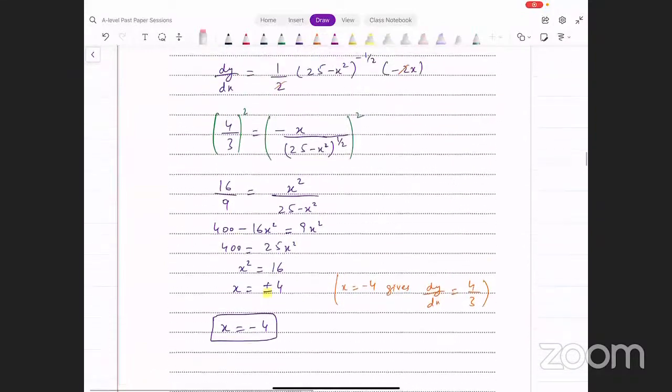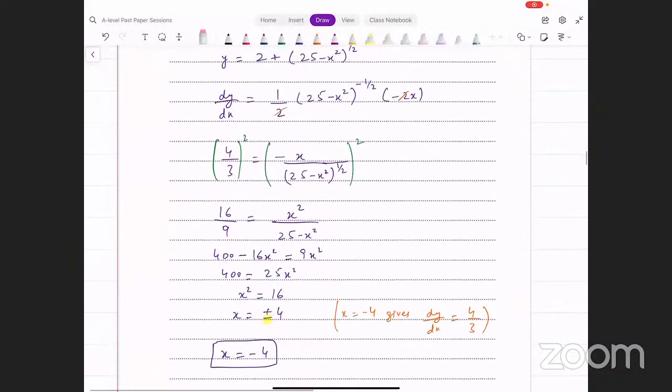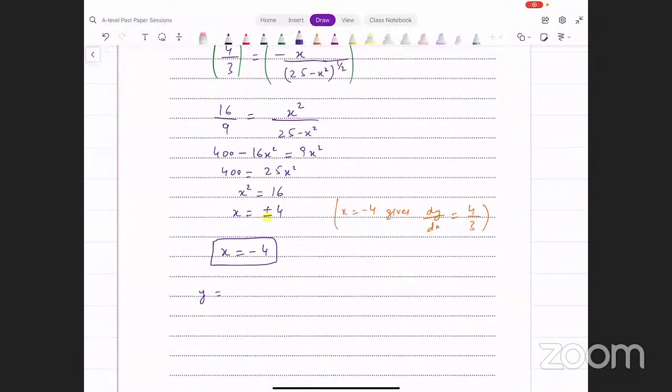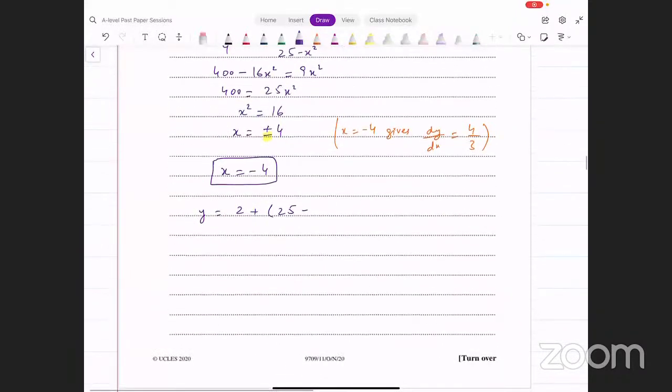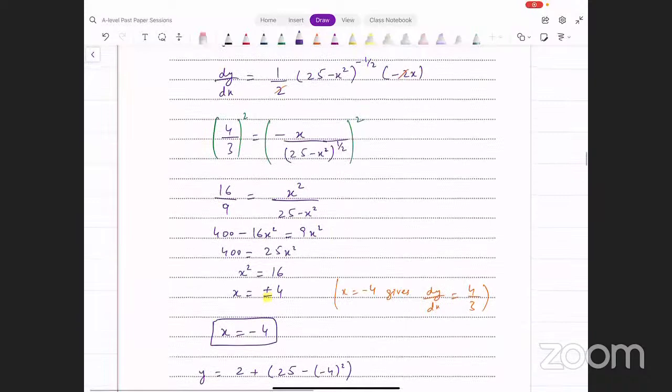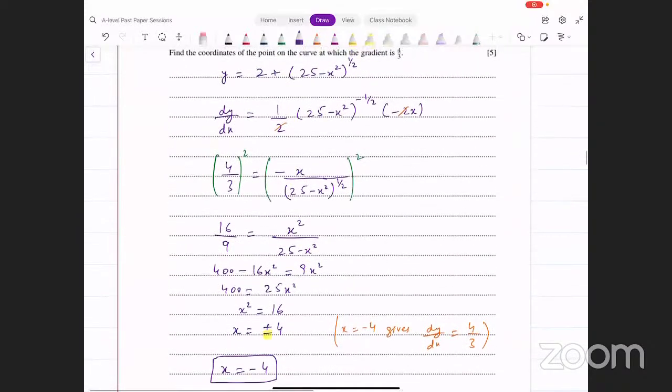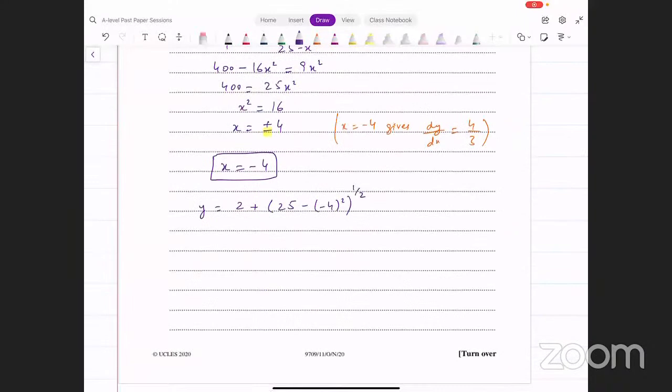ठीक है. Now you can find the corresponding value for y there. y के अंदर इनपुट कर दें. It's going to be y equals 2 plus 25 minus -4 whole square whole raised to power 1/2. इसके अंदर इनपुट कर दिया. Let's see what that gives us. 2 plus 25 minus 16, that's going to be 9 raised to power 1/2, and that's going to give us 5. 2 plus 3 आपके पास 5 आ जाएगा. Y की वैल्यू ये आ गई.